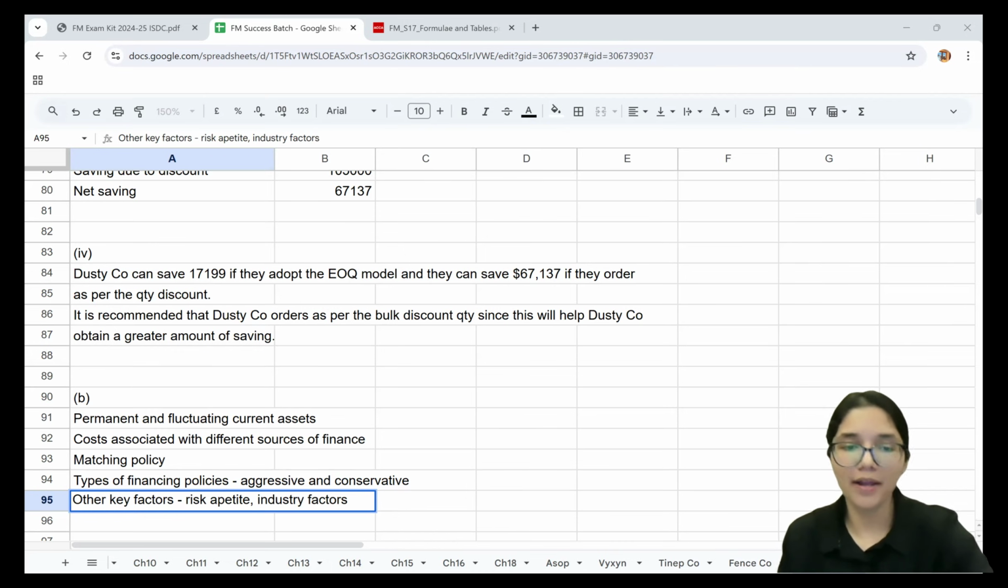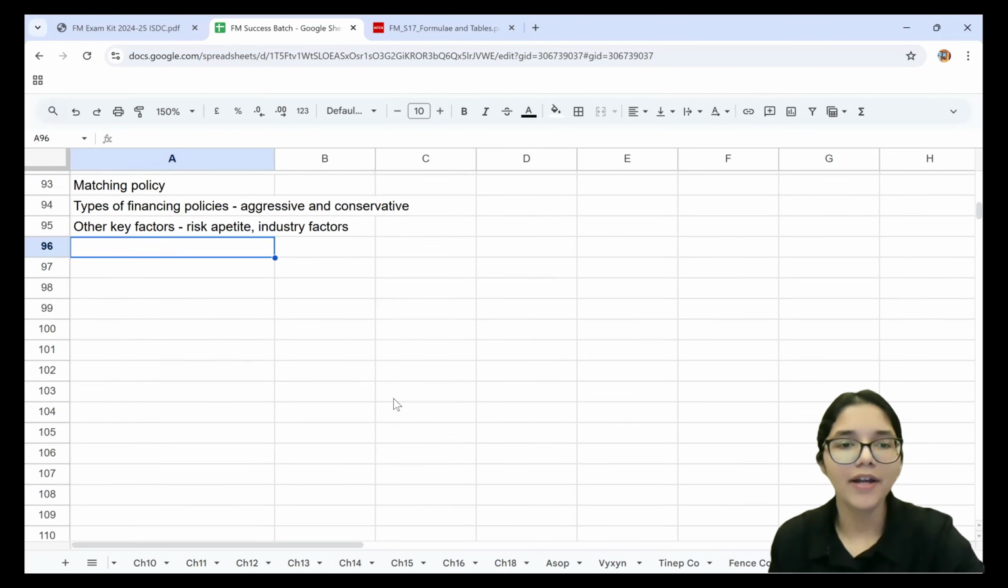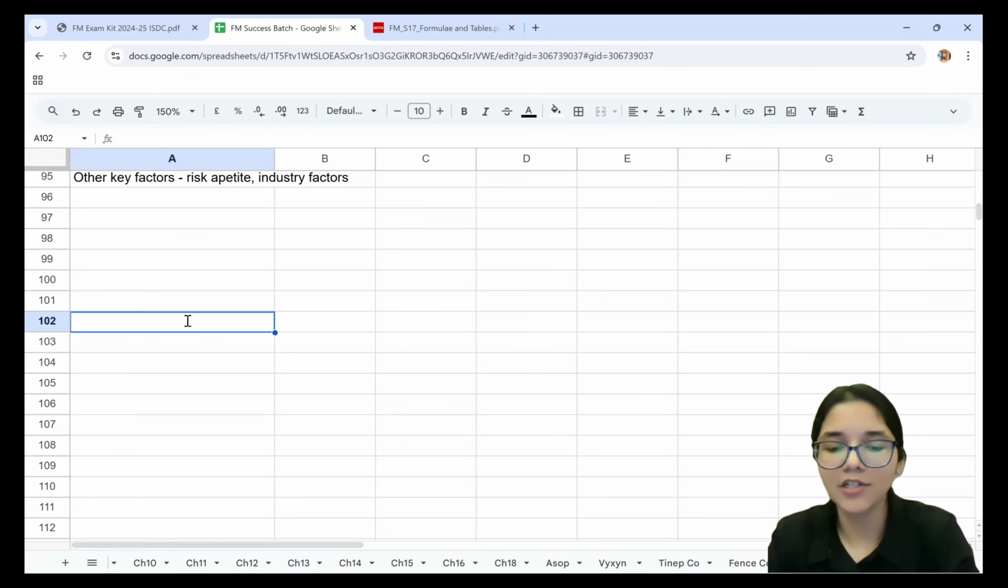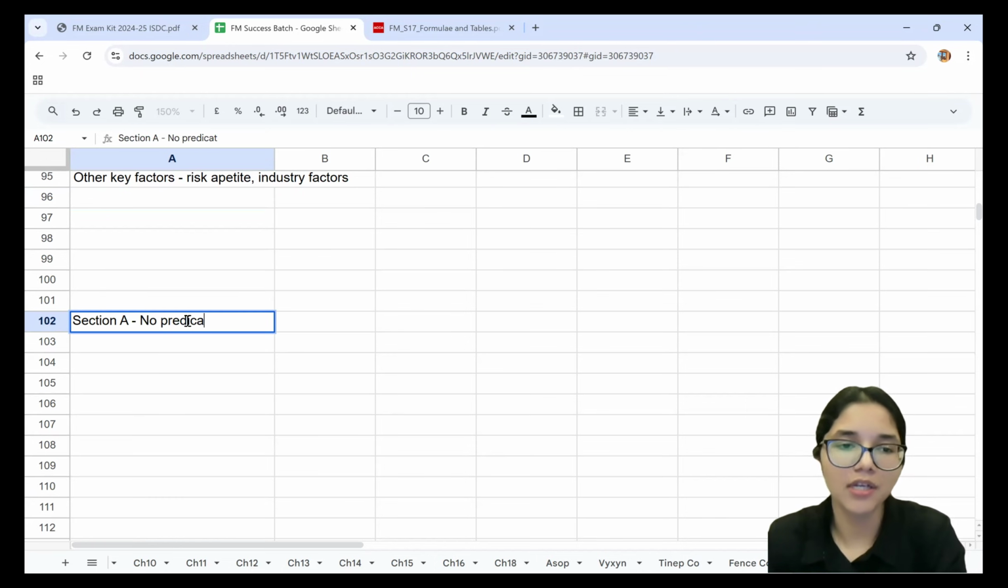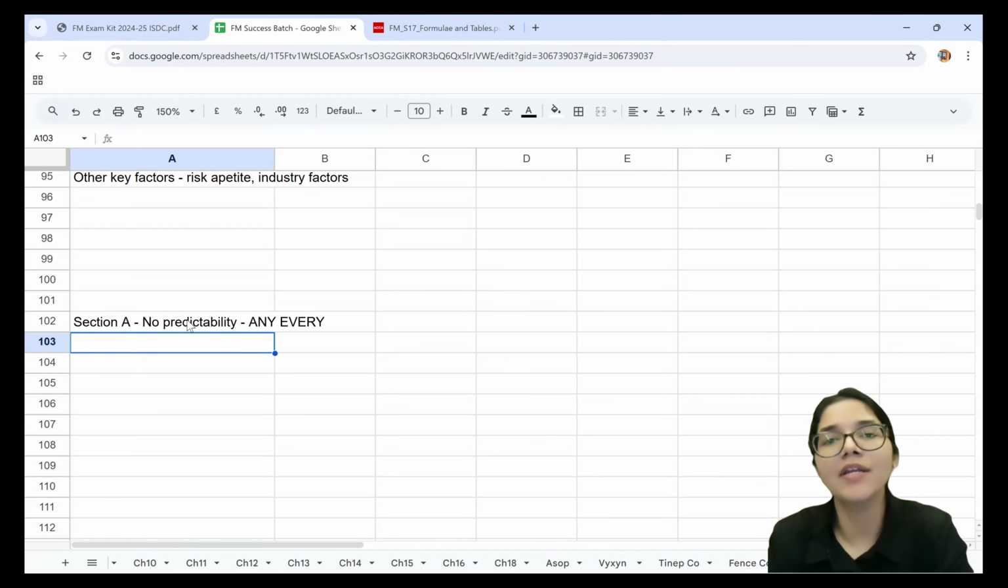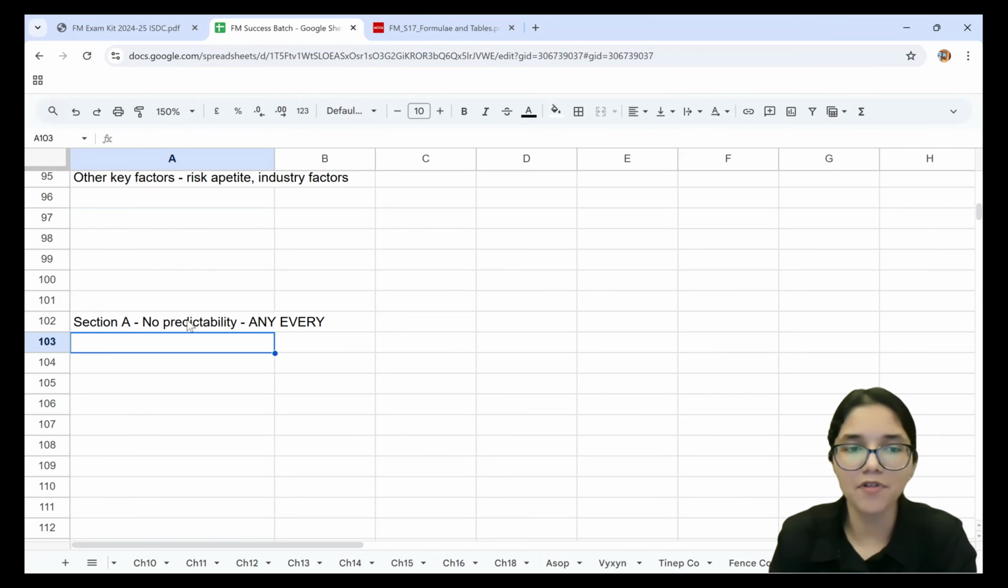Any chapters to prioritize? So I'll tell you the usual pattern. I'm not saying that the examiner will never deviate from it, but from my experience, this pattern has been repeating. If I talk about section A of the paper, there is no predictability with respect to section A, because clearly in the syllabus document they mention that any and every question of your section A can be from any and every syllabus area that you have as a part of the FM syllabus.